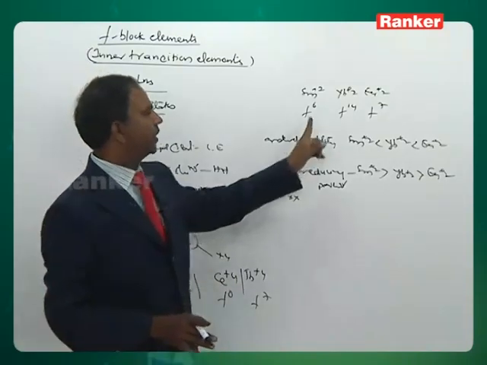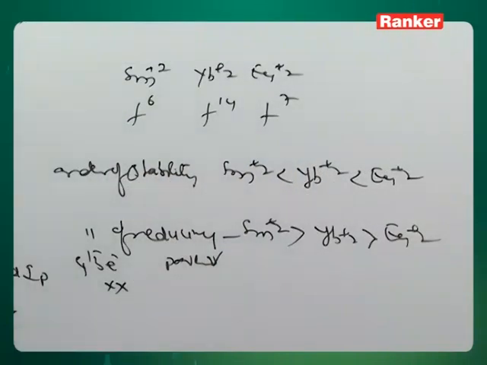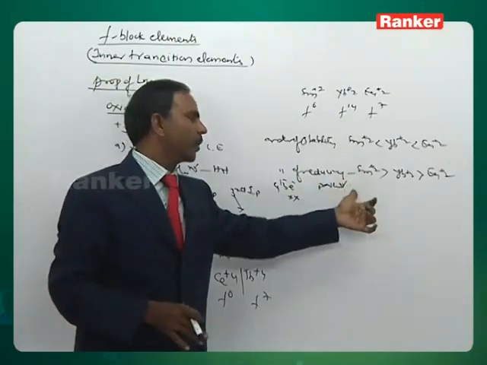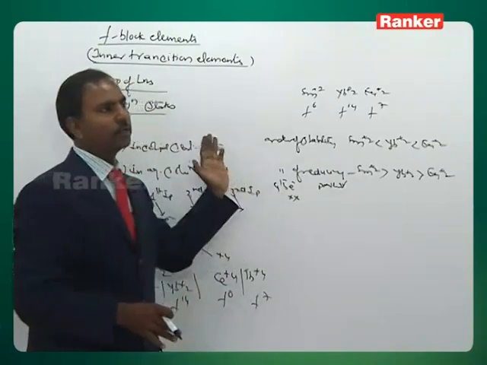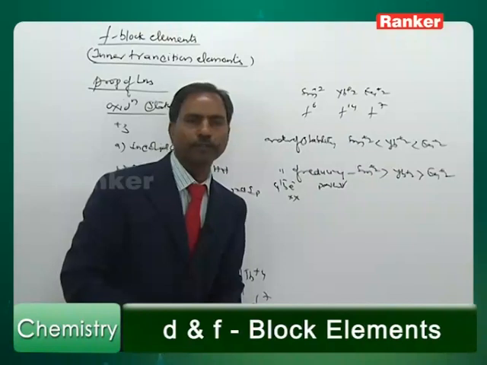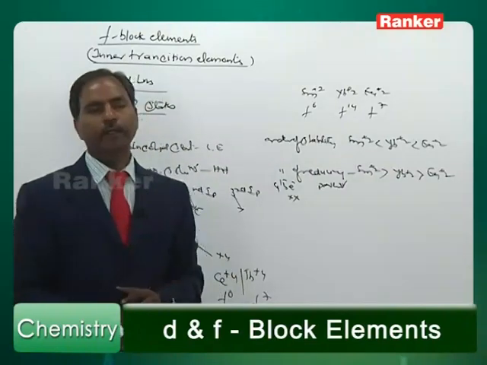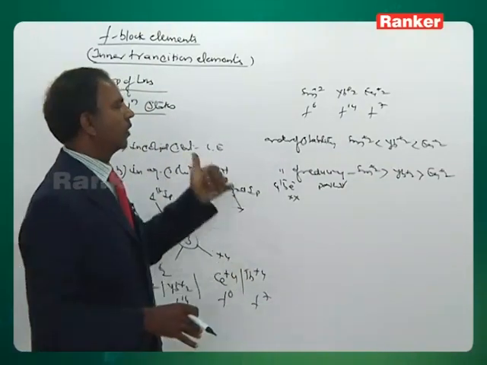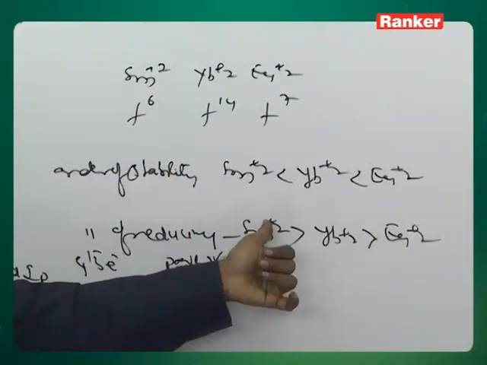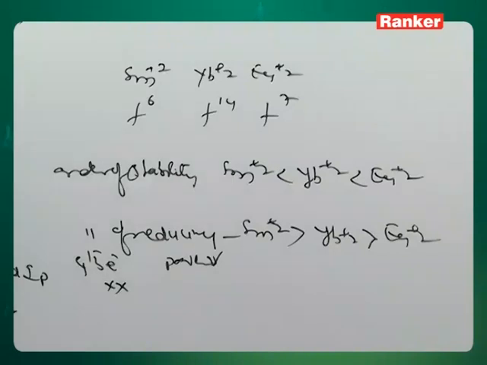Second, generally they give these particular 3 ions. They will ask you what is the order of stability of these 3 ions and the order of reducing power of these particular 3 ions. This is the order of stability. This is the order of reducing power of these particular 3 ions. The very, very important points: the common oxidation state, and the order of stability and reducing power of these particular 3 ions about this particular oxidation state.